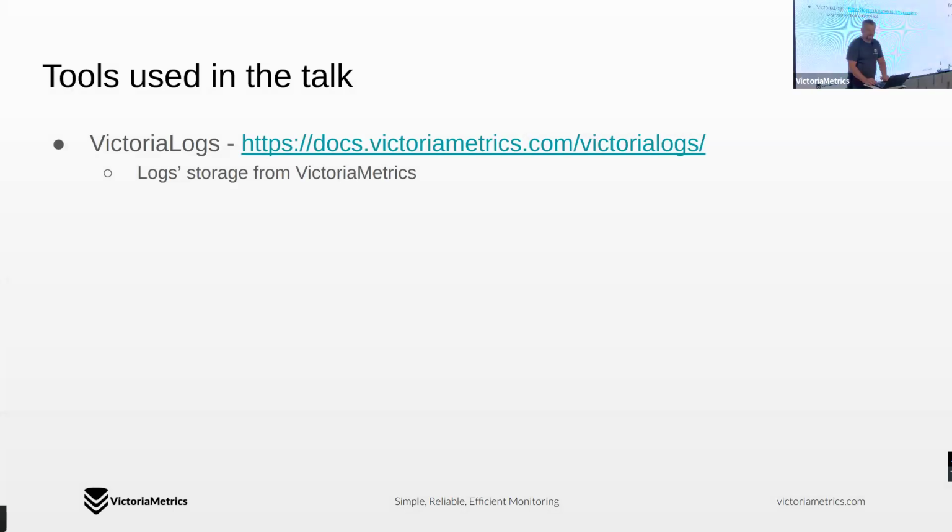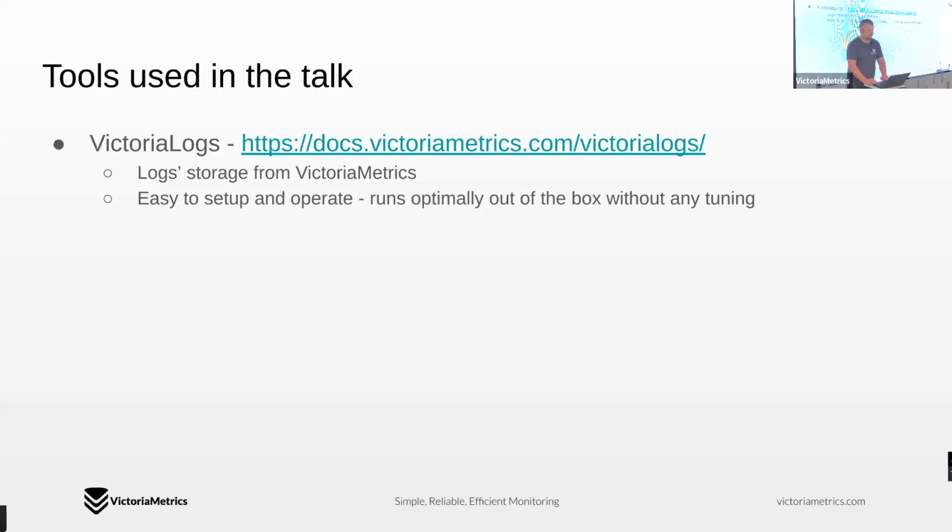Let's start. In this talk, I will use VictoriaLogs and another system which will be shown soon. What is VictoriaLogs? If you don't know, it's log storage from VictoriaMetrics. It is very easy to set up and operate, like VictoriaMetrics. It runs optimally without any additional configuration out of the box on any hardware, starting from Raspberry Pi to a machine with hundreds of CPU cores and terabytes of memory.